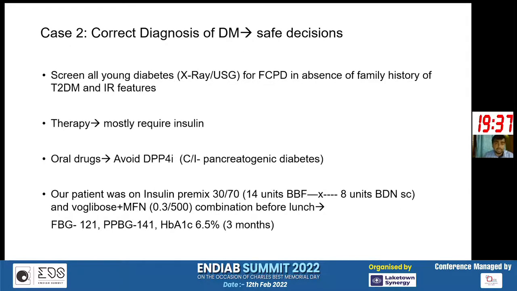So correct diagnosis of diabetes can help us to take safe decisions from the very beginning. In this case, danuglipron was ordered, but we know that it is generally better to avoid DPP-4 inhibitors in pancreatogenic diabetes due to future risk of pancreatogenic carcinoma. And the therapy required mostly insulin. So the patient was started on insulin premix and one voglibose metformin combination before lunch, and we were able to achieve glycemic control in that patient.